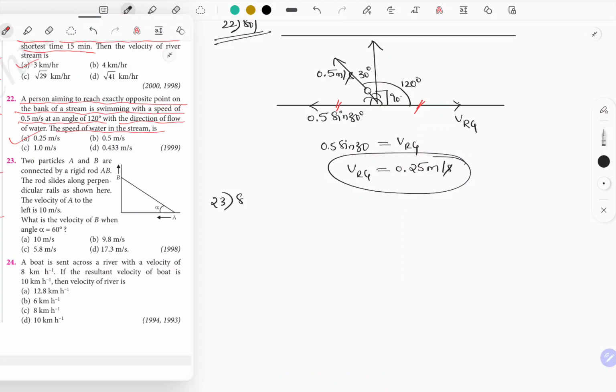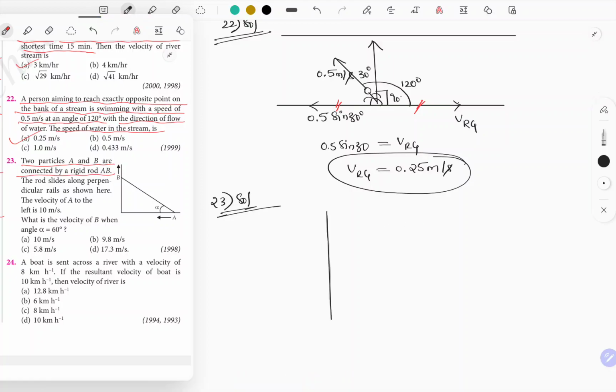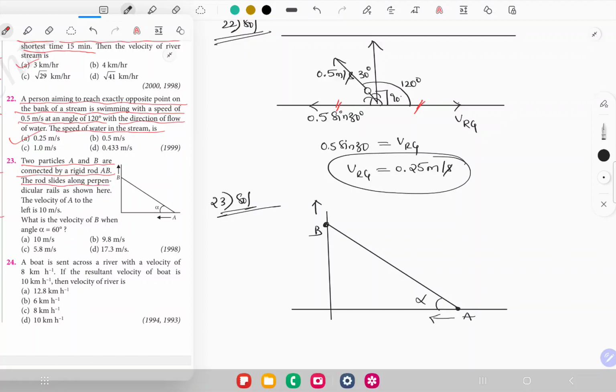Question number 23. Solution. Two particles A and B are connected by a rigid rod AB. This is how they are connected. So this is A, an angle alpha, and this is B. So B is moving up and A is moving left. The rod slides along perpendicular rails as shown here.